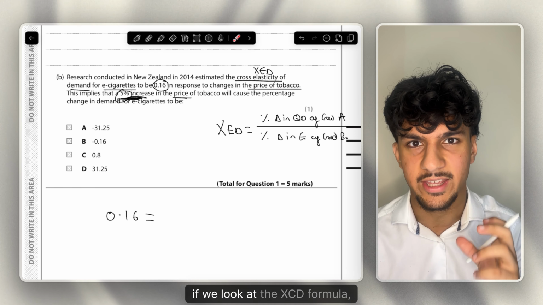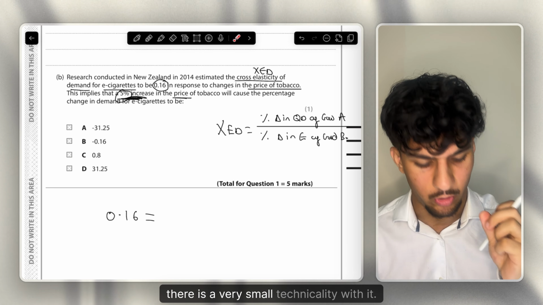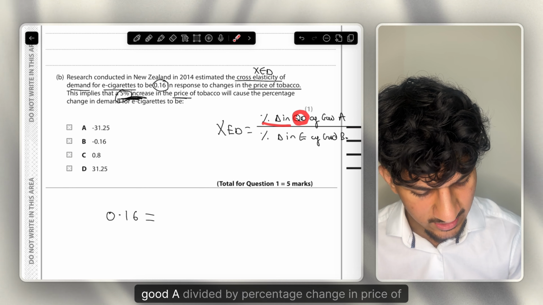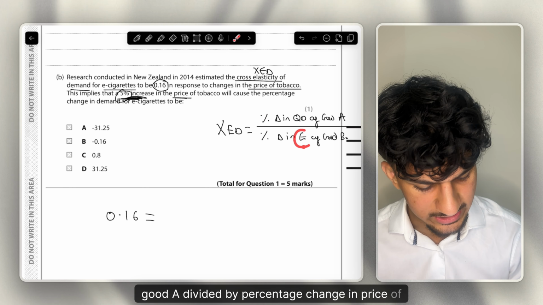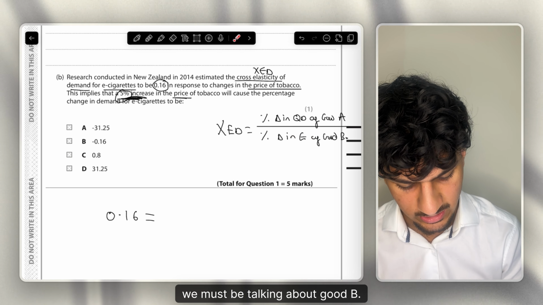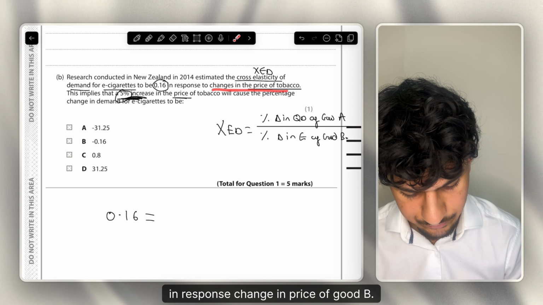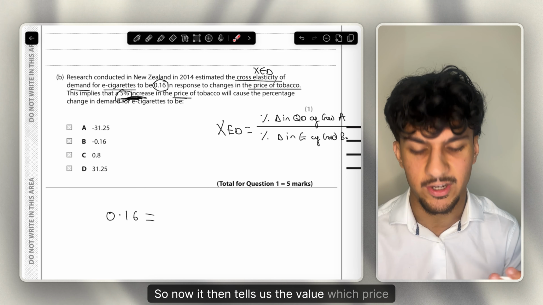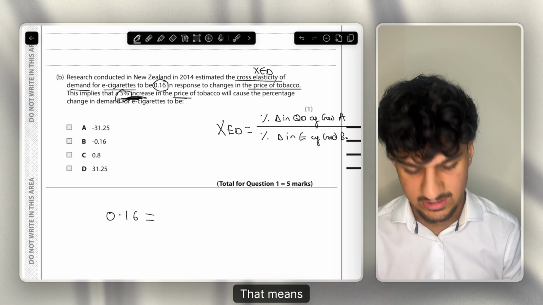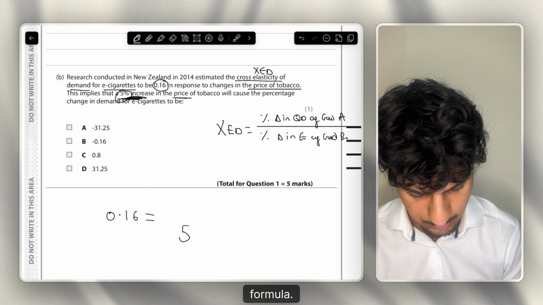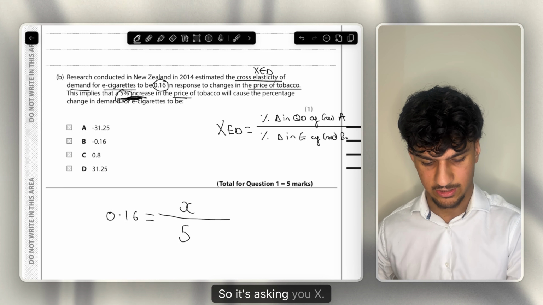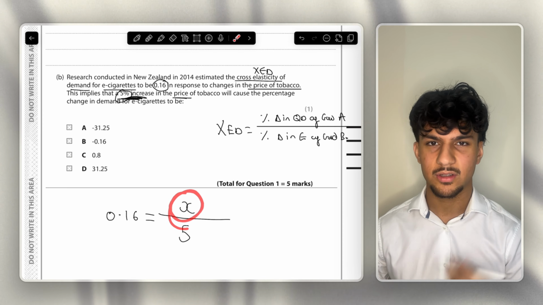Now, if we look at the XCD formula, there is a very small technicality with it. It's percentage change in quantity demanded of good A divided by percentage change in price of good B. So if we're talking about price, we must be talking about good B. So in response to a change in the price of good B, it then tells us the value by which price changes. There's a 5% increase in the price of tobacco. That is going to fill in the bottom of our formula. So now what the question is asking you is this value. It's asking you X. So what does that value equal?